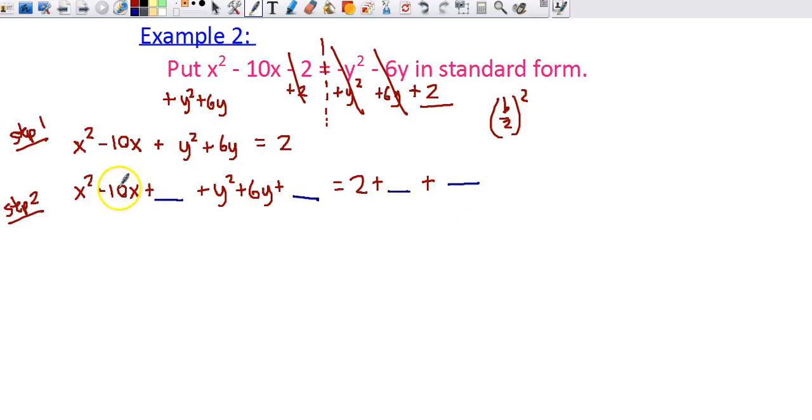So negative 10 divided by 2 is negative 5. Negative 5 squared is 25. 6 divided by 2 is 3. 3 squared is 9. Repeat them over here.